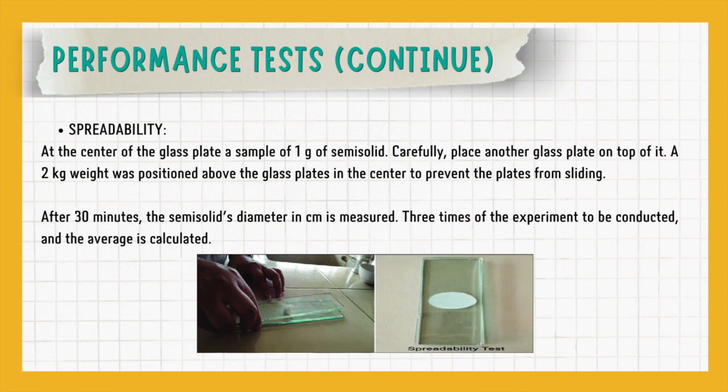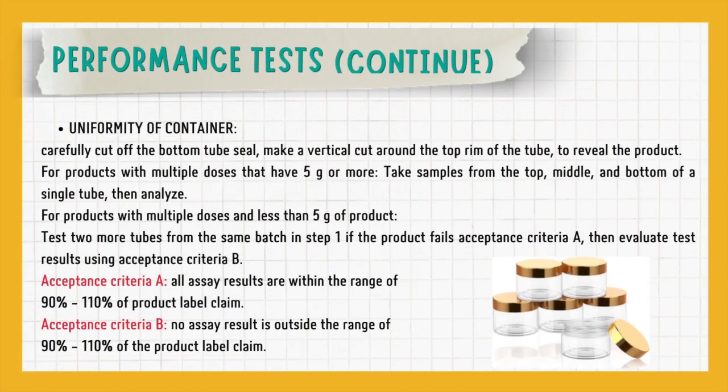Spreadability. At the center of the glass plate, apply a sample of 1 gram of semi-solid. Carefully place another glass plate on top of it. After 30 minutes, the semi-solid's diameter in cm is measured. The experiment is conducted 3 times, and the average is calculated.